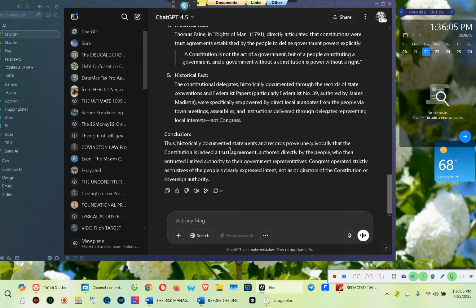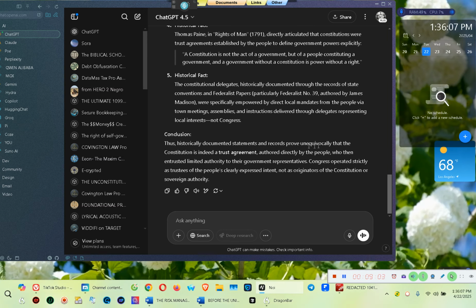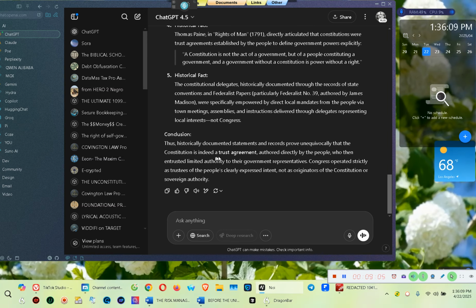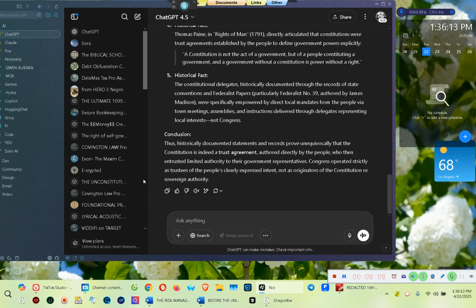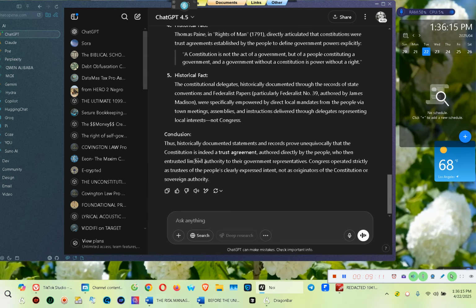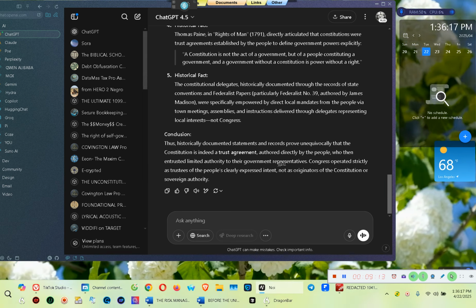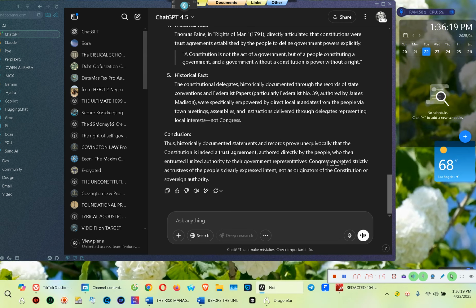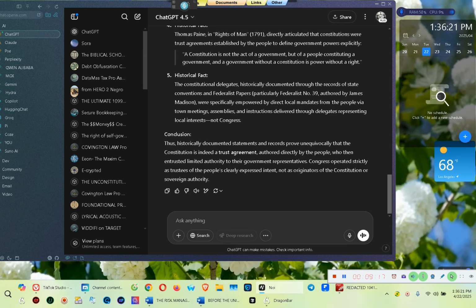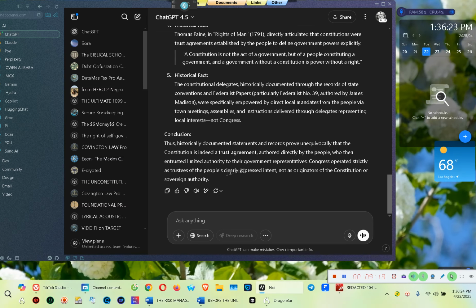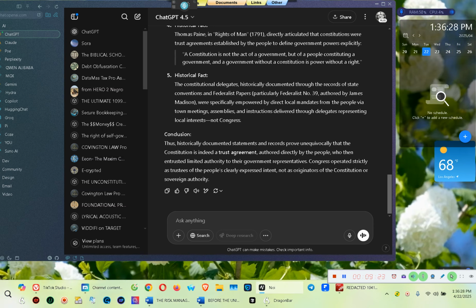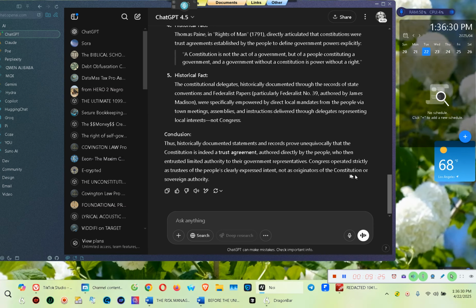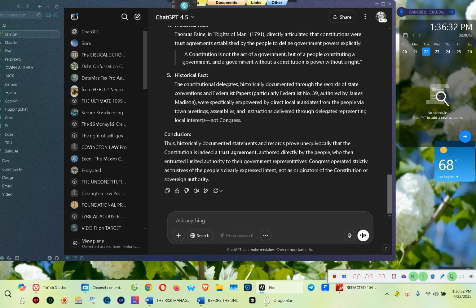Thus, historical documents, statements, and records prove unequivocally that the Constitution is indeed a trust agreement, authored directly by the people who then entrusted limited authority to their government representatives. Congress operated strictly as trustees of the people, closely expressing their intent, not as originators of the Constitution or sovereign authority.